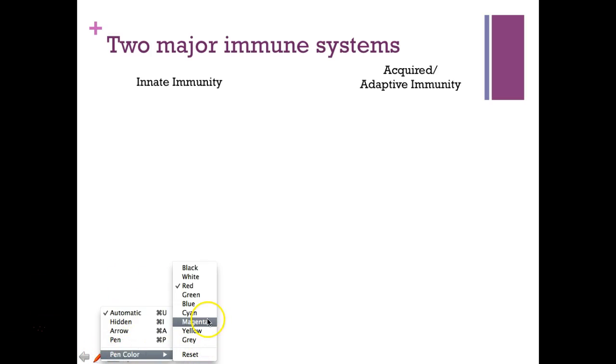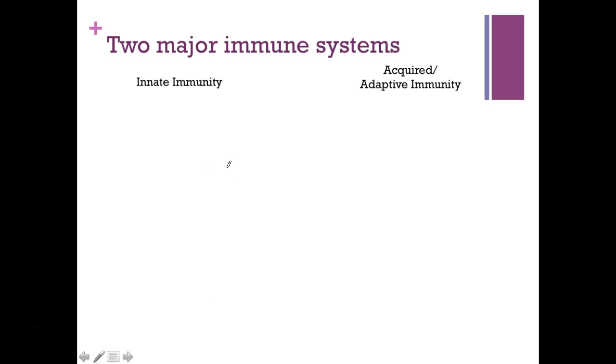So first thing we need to know, and this might be a little bit of review from microbiology, our immune system is broken up into two major immune systems: innate immunity and acquired or adaptive immunity. Innate immunity is called innate because it's something we are born with. And this immunity is non-specific. You may have even heard this called non-specific immunity.